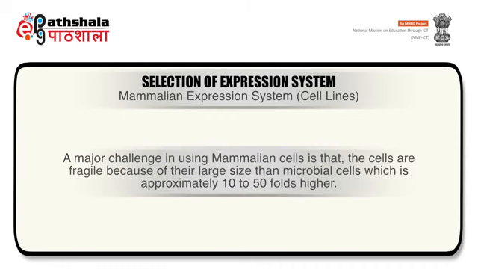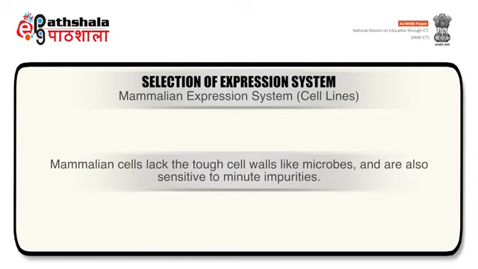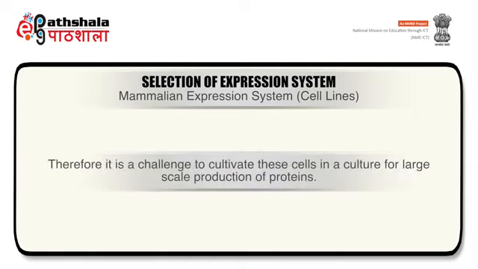Major challenges in using mammalian cells are the cells are fragile because of their large size than microbial cells, which is approximately 10 to 50 folds higher. Mammalian cells lack the tough cell walls like microbes and are also sensitive to minute impurities. Therefore, it is a challenge to cultivate these cells in a culture for large-scale production of proteins.